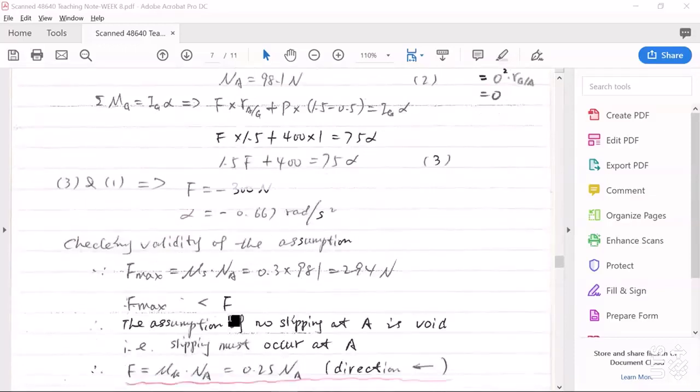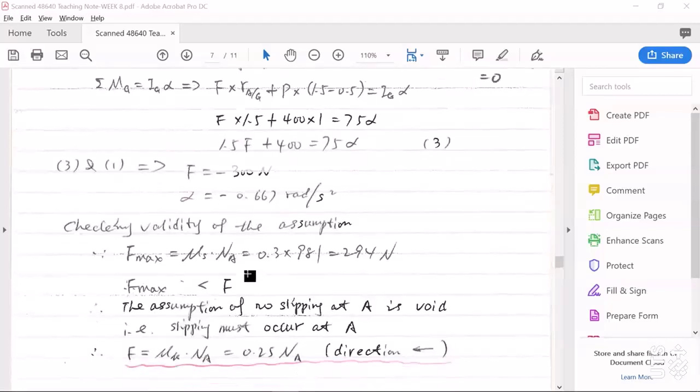The maximum available static friction force at the endpoint A can be calculated using mu s times NA. So this will be 294 Newton. Compare this maximum available friction force and the friction force we worked out from our calculation. You can see this maximum available friction force is less than the friction force we worked out. This isn't possible.